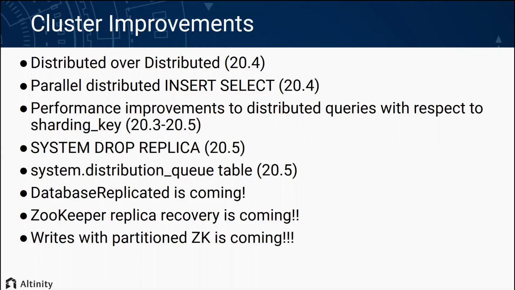So you had a bottleneck on a single server. Now, with parallel distributed insert select, ClickHouse can do it in parallel on every shard. So just moving data locally from shard to shard. This is certainly much, much more efficient, especially if you have a bigger cluster.